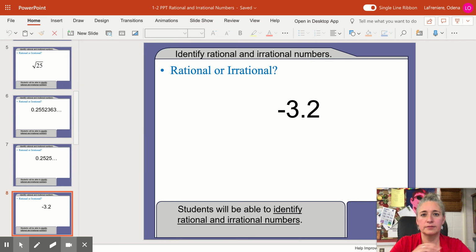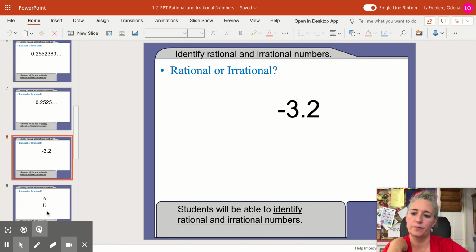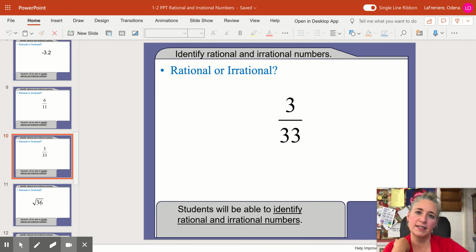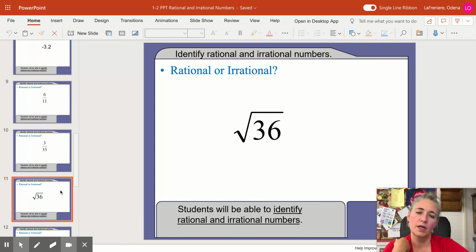-3.2 is rational because it ends. 6/11 is rational because it is a fraction. 3/33 is rational because it is a fraction. Square root of 36 is rational because the square root of 36 is 6, which is a whole number.